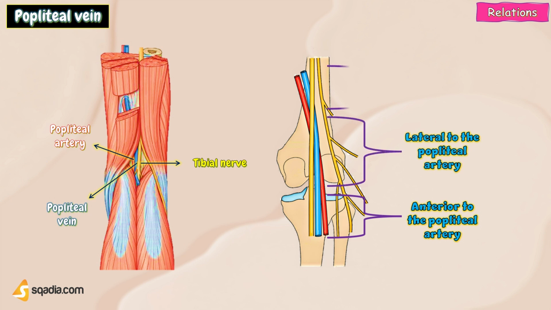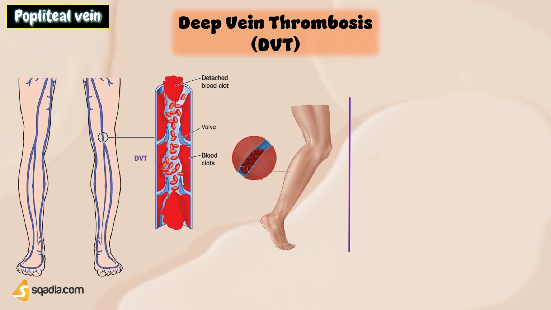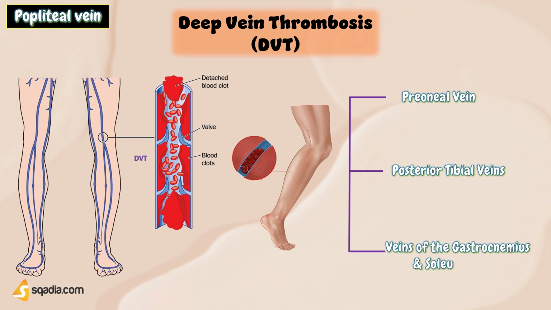A condition known as deep vein thrombosis, or DVT, is associated with the popliteal vein, in which a clot forms within the vein, hindering the normal flow of the blood. Most of the lower extremity DVT develop in the veins of the calf, namely the peroneal veins, posterior tibial veins, and the veins of the gastrocnemius and soleus muscles.